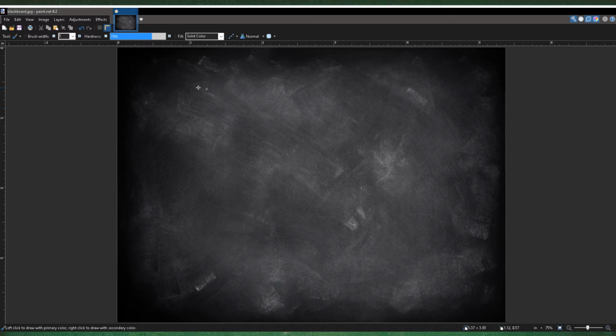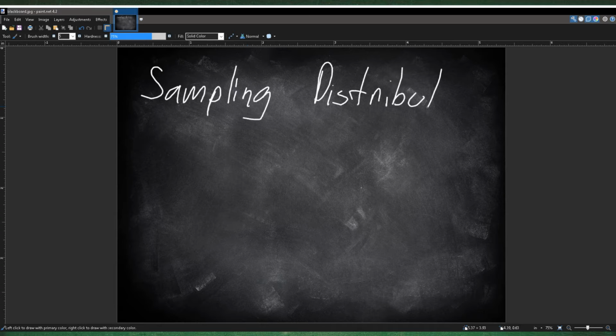Okay, what is a sampling distribution? Well, a sampling distribution is basically a way to calculate the probability of an event and determine if it's unusual.